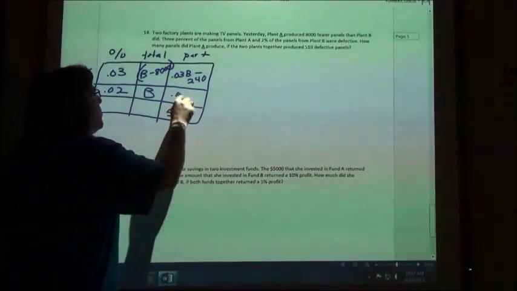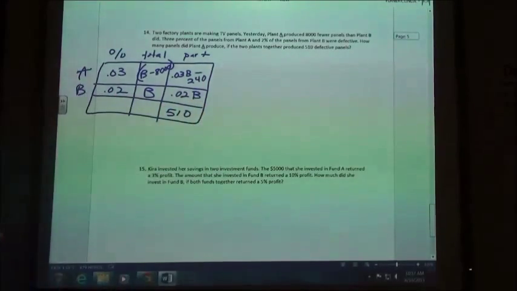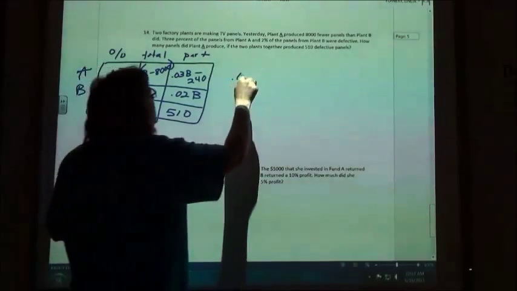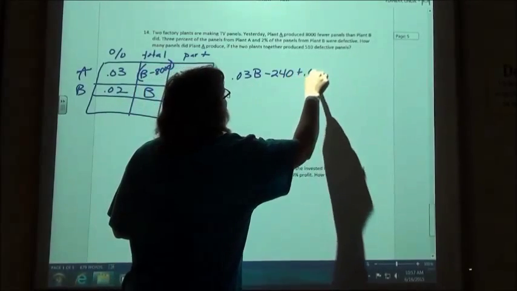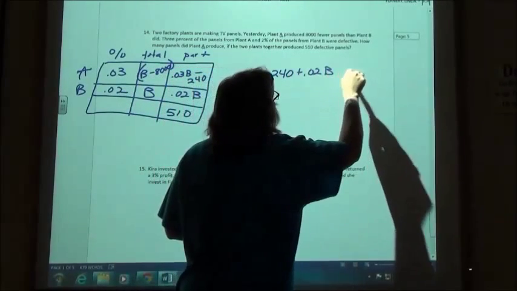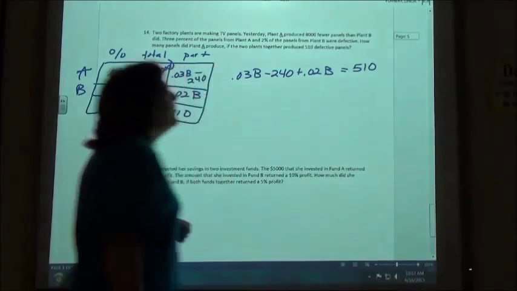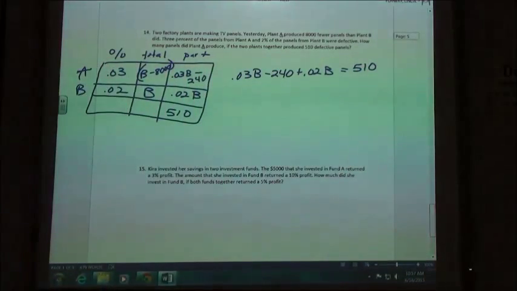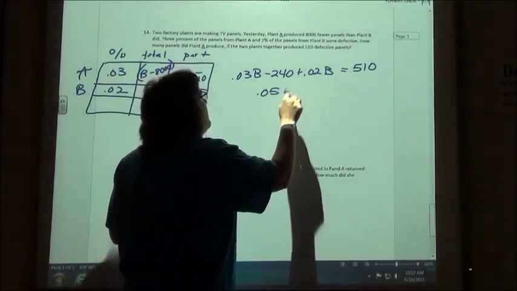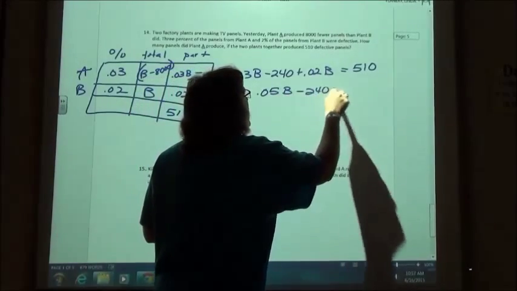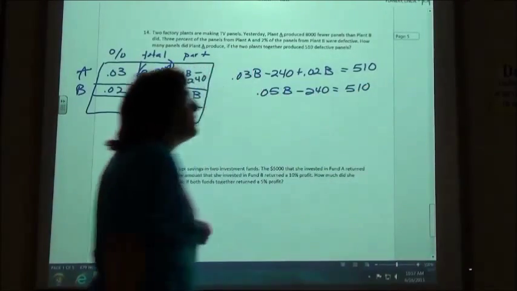2% of B, 0.02B, is the defective ones from B. We know the total was 510. So 0.03B minus 240 plus 0.02B equals 510 altogether. There would be my equation then. So 3% plus 2% would be 5% of B minus 240 equals 510.